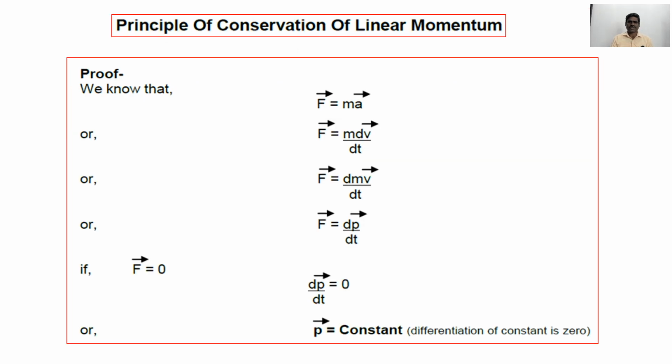Proof for the principle of conservation of momentum. We know from Newton's second law of motion, F equal to m into a. Here m is the mass, a is the acceleration, and acceleration a equal to the rate of change of velocity, that is dv by dt, and if you take m also inside, d by dt of m into v, that is F equal to dp by dt, and if F equal to 0, then dp by dt equal to 0. It means p is a constant, that is, differentiation of any constant value will give 0. Therefore, total momentum is constant. This proves the law of conservation of linear momentum.